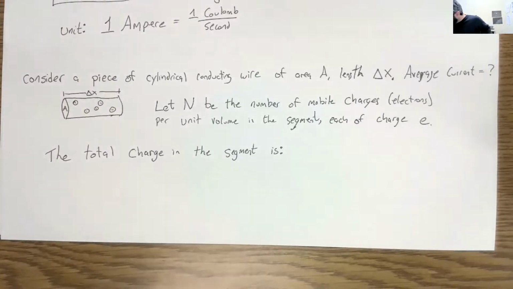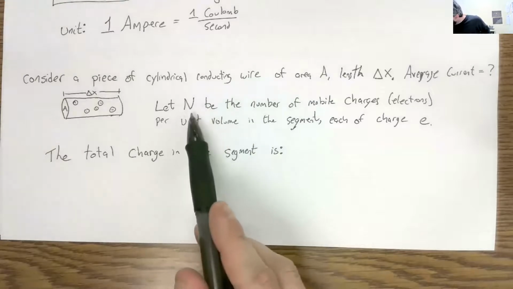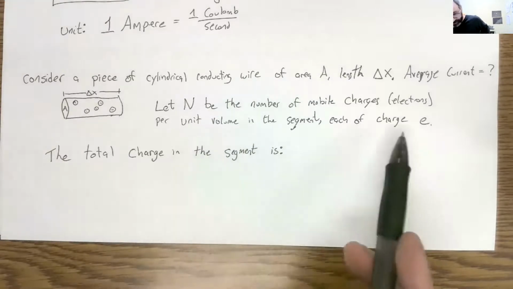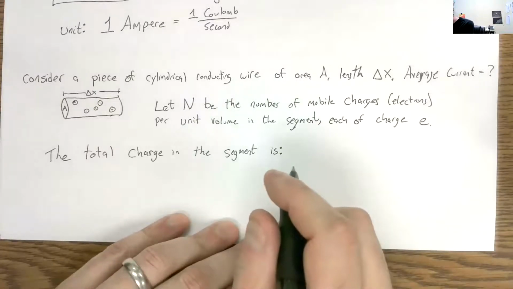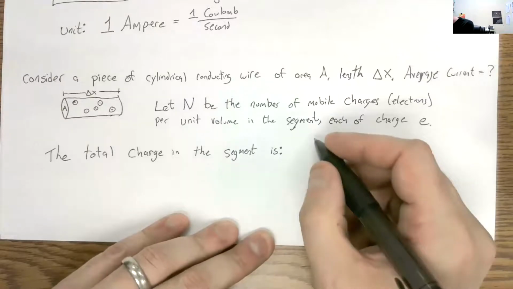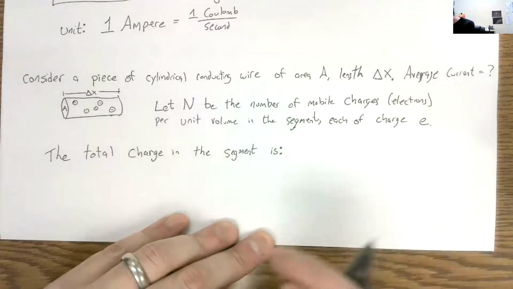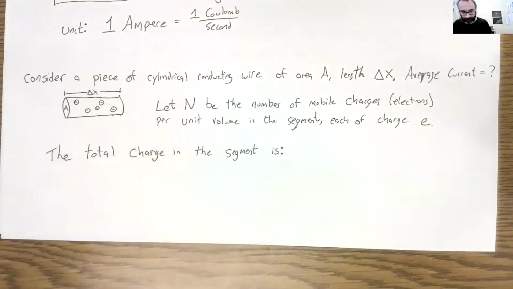Well, let's see. If N is the number of mobile charges per unit volume, and they each have charge E, what's an expression that's going to give us the total charge? Any guesses, or what do I need to know to find the total charge? You also need to know area and delta X. Yeah, we're saying area and delta X are givens here, so we can write it in terms of area and delta X.